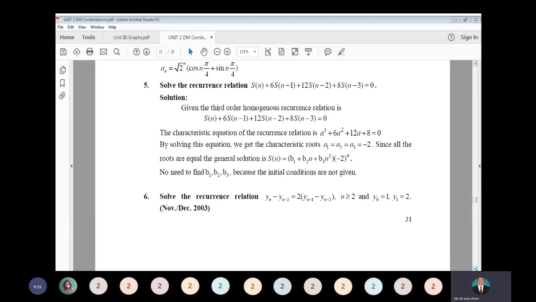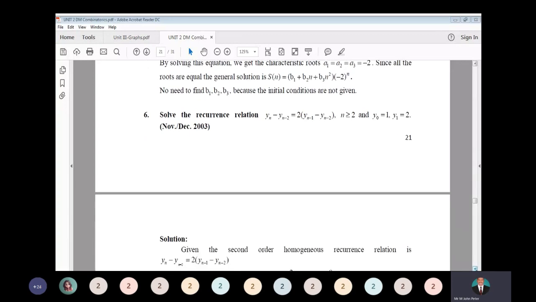Instead of b1, b2, b3, you can take c1, c2, c3. That is none of the business, take it as some constants. If the value is repeated only twice, you can write b1 plus b2n into that root power n. Like that you can write. No need to find b1, b2, b3 because the initial condition is not given in the problem, so no initial condition given.